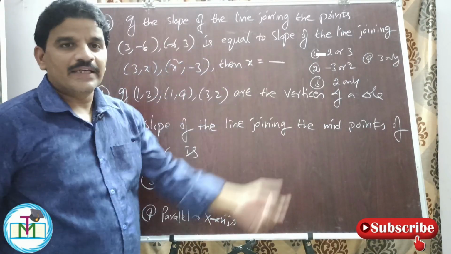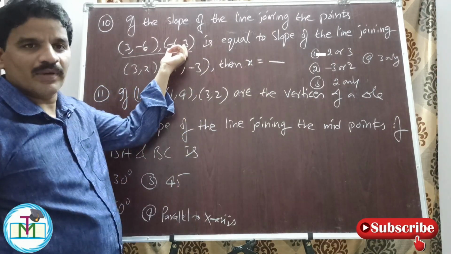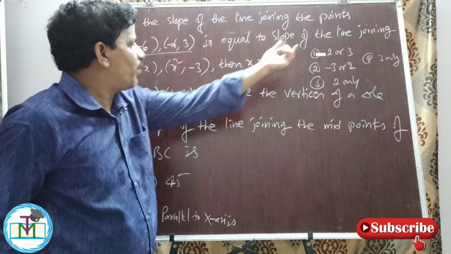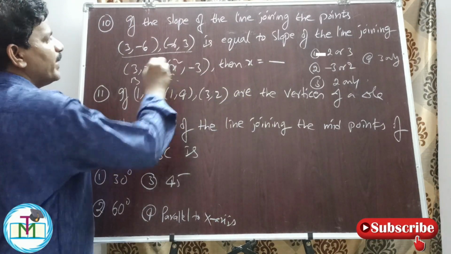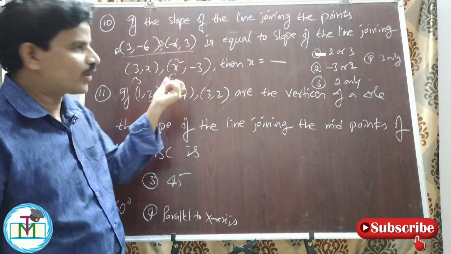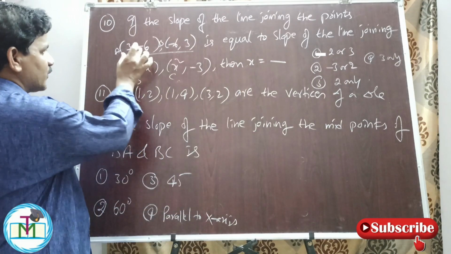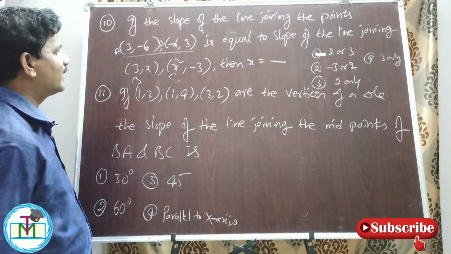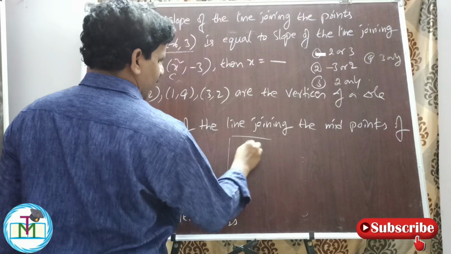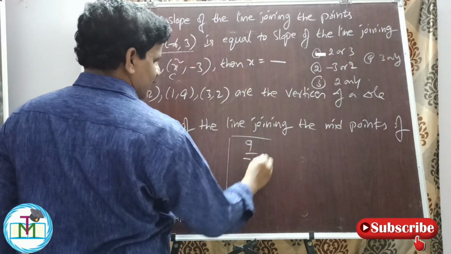Question number 10. If the slope of the line joining the points 3 comma minus 6 and minus 6 comma 3, the slope of the line joining AB is equal to the slope of the line joining BC. So here slope of AB is equal to slope of BC. The slope formula is (y2 minus y1) by (x2 minus x1). Here y2 minus y1 is 3 minus of minus 6, 3 plus 6, 9, by x2 minus x1, minus 6 minus 3, minus 9.